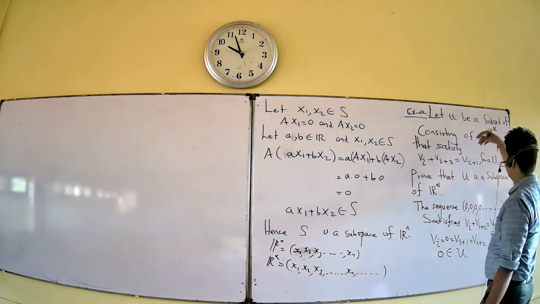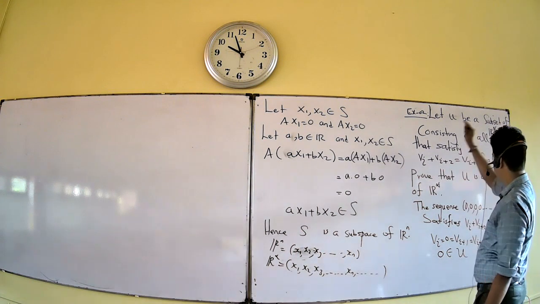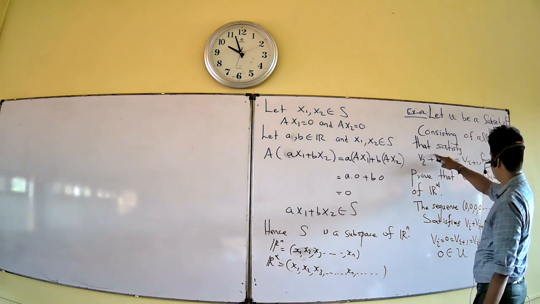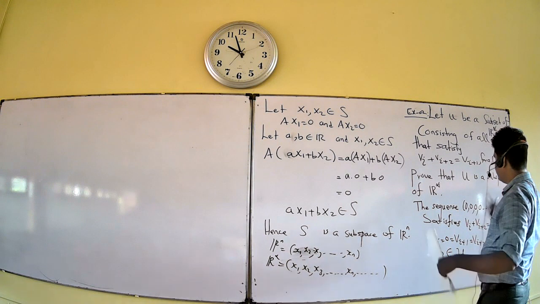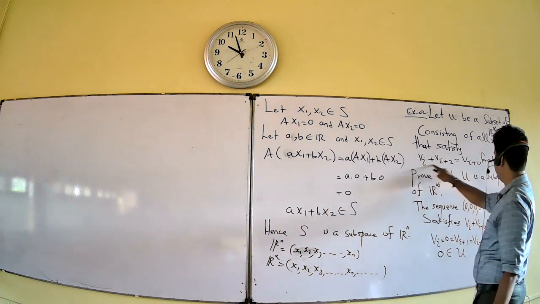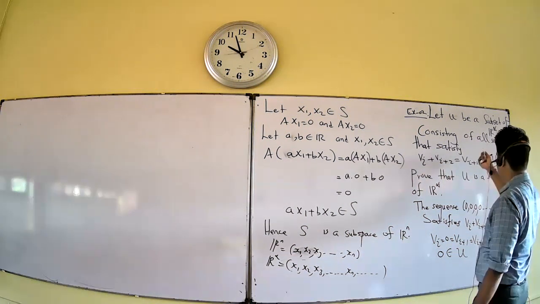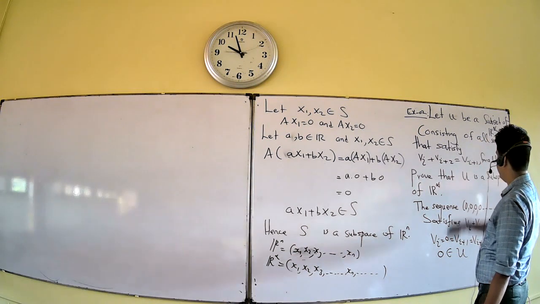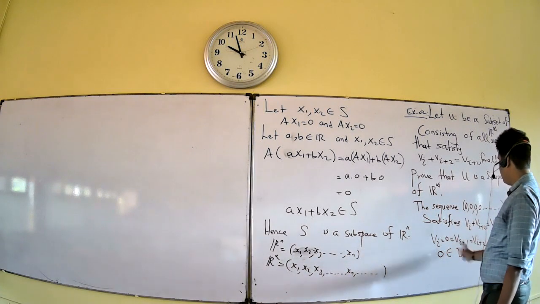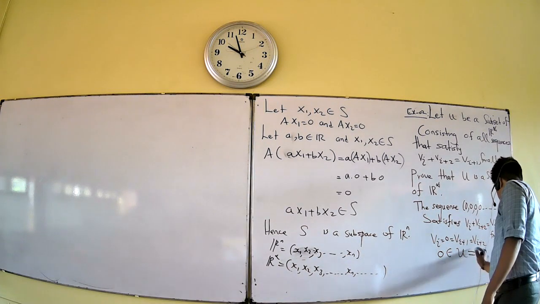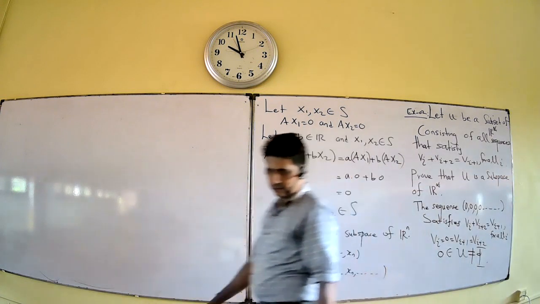You are asked to show U is a subspace of R infinity consisting of all sequences that satisfy this condition. You take any sequence, and that sequence should satisfy this condition. If that condition is satisfied, then we can say that sequence belongs to U. Therefore, 0 satisfies this equation, so 0 belongs to U. Therefore, the set is non-empty.